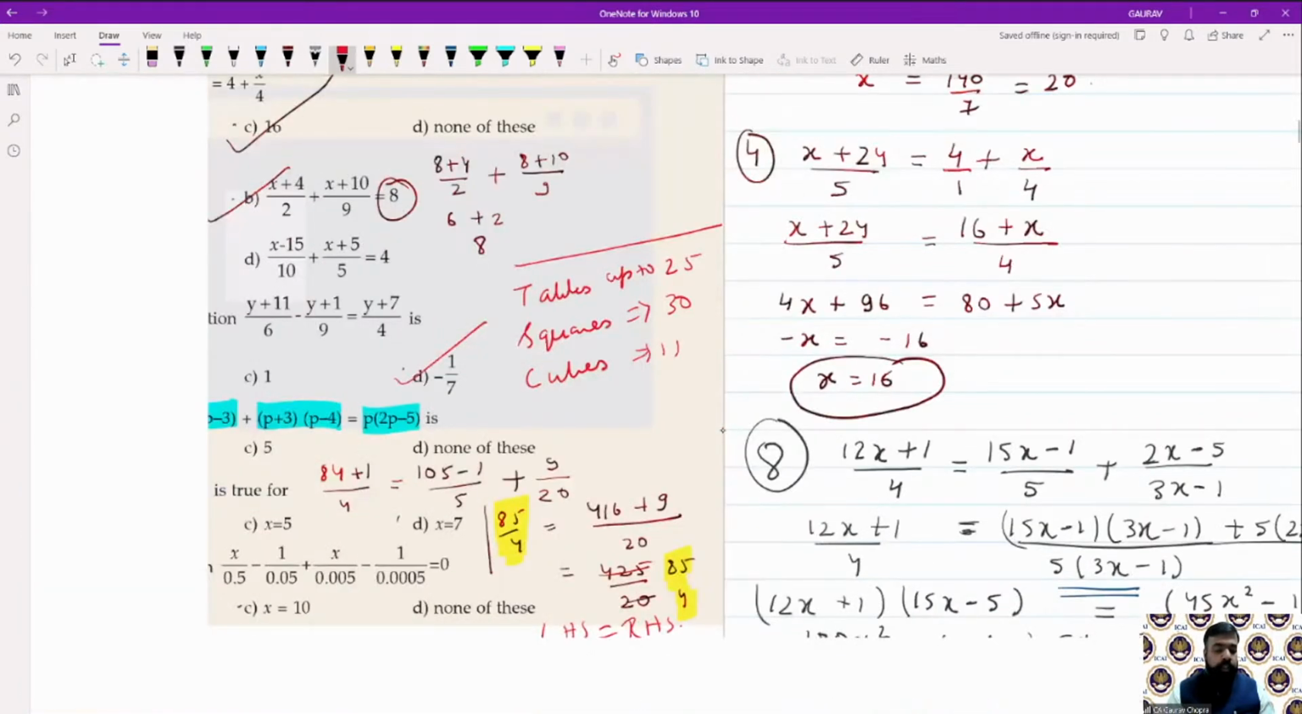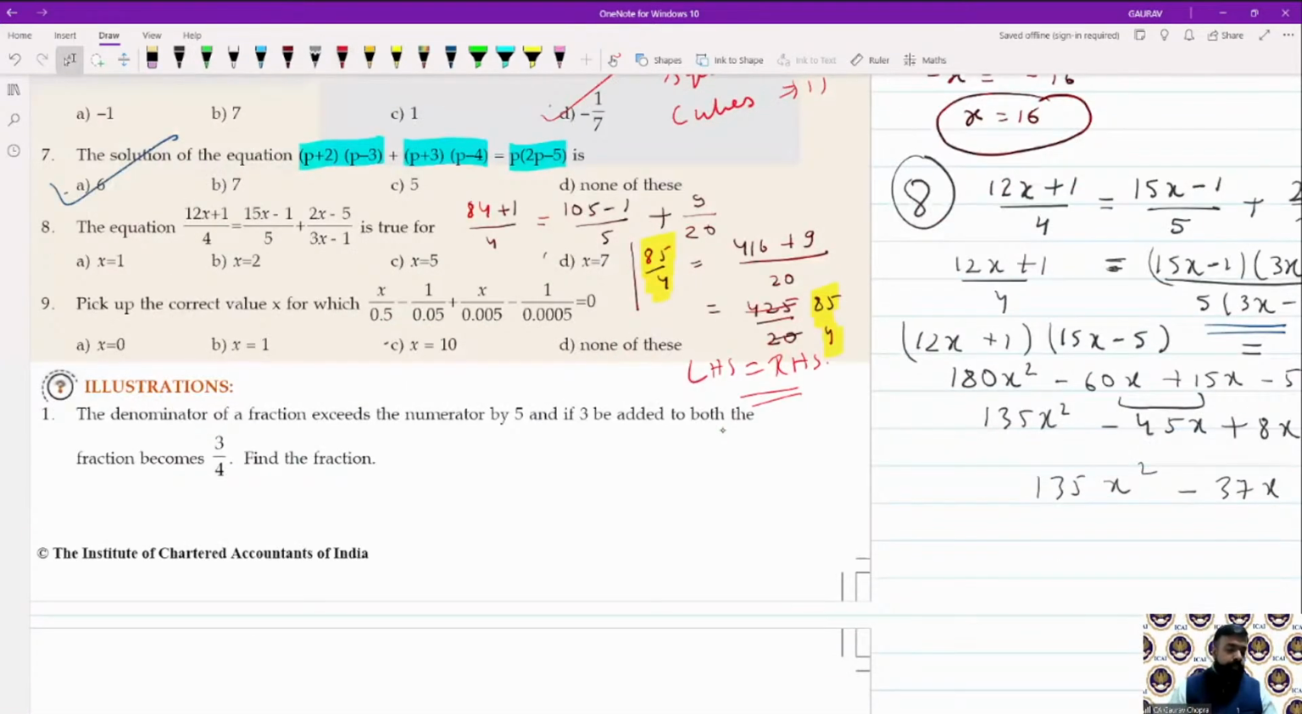Now question number 9. Pick up the correct value of x for which the result is 0. Now we have to put such a value which can give us the result 0. So again, in this case, we can try using the options.